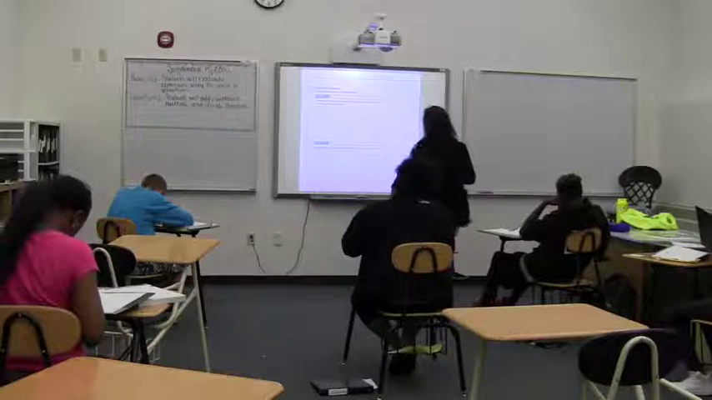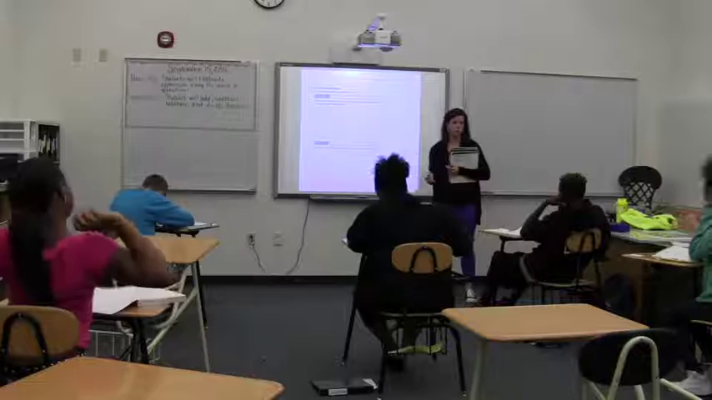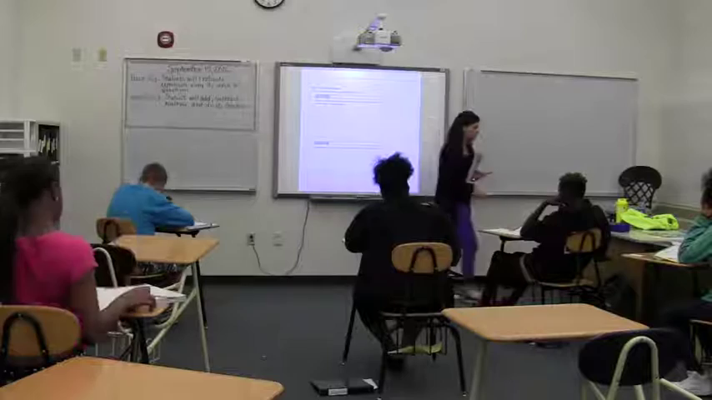All right, so you're converting the fractions to decimal numbers, okay? Remember how we did that yesterday? How do we convert fractions into decimal numbers? 4 divided by 3. Right, you take the bottom number into the top number, okay?